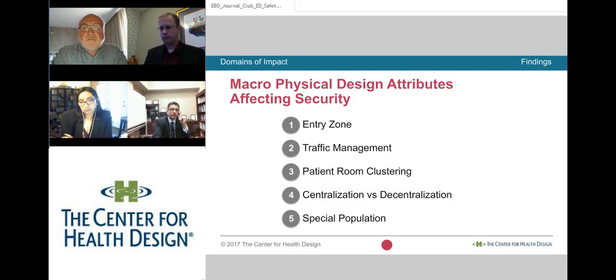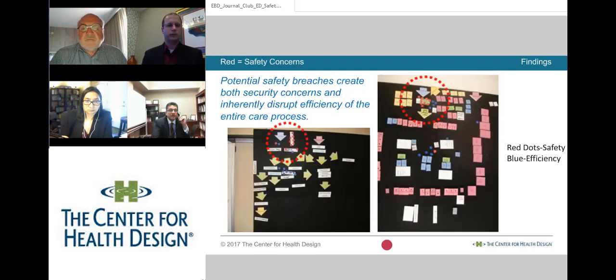One was the entry zone. Then we have problems with the way traffic is managed from the door to discharge or door to disposition. Then you have patient room clustering issues, centralization versus decentralization issues, and the issues dealing with special population. And when we say special population, it's the behavioral health population that we are talking about. So let's go through each one of those in terms of what the key issues or key players were, and then we will look at the implications of those issues on design.